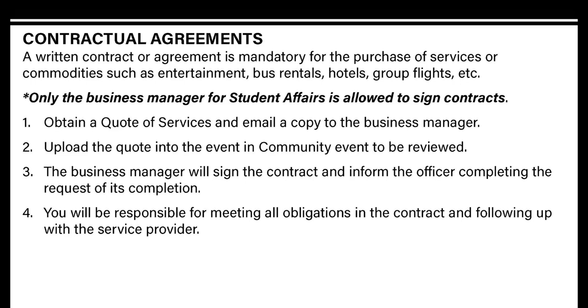The first steps in having the contract signed is to get a quote for the service and email a copy of it to the business manager. The business manager's email address is available in the back of the handbook. You will also want to upload a quote into Community to keep record of the request. Once the business manager signs the contract, they will send it back to the officer completing the request. That officer will then be responsible for returning the signed contract to the service provider.